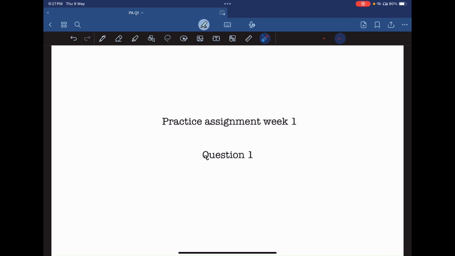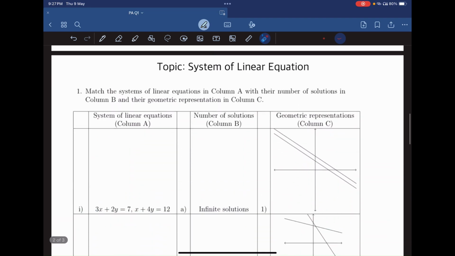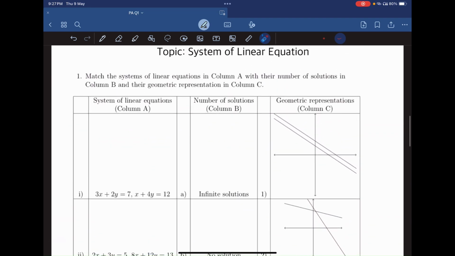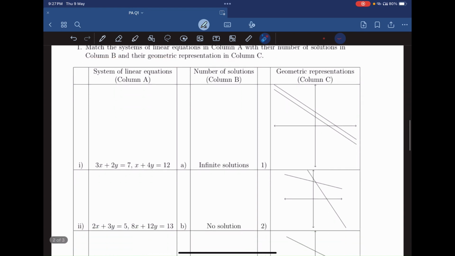Hello everyone. So now let's look at practice assignment week 1, question number 1. The question says match the system of linear equations in column A with their number of solutions in column B and their geometric representation in column C.